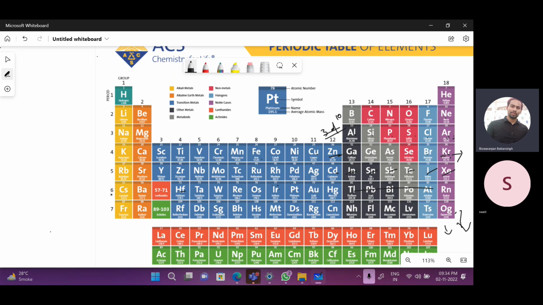Then the 5p got filled, then the 6s comes. Still in shell 5, d is left, f is left, g is left. s, p, d, f, g, sorry, g is left, not e. But without filling this, the 6 is filling because of this n plus l rule. But here, the 6p versus the 5d, 5d also left, versus 4f. The 4f clearly wins because of the lower n.